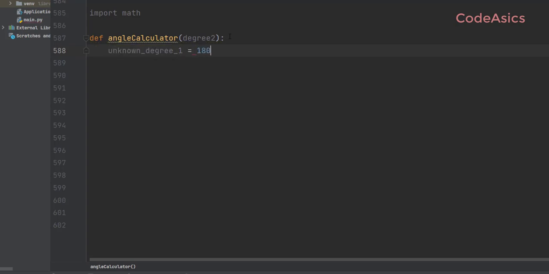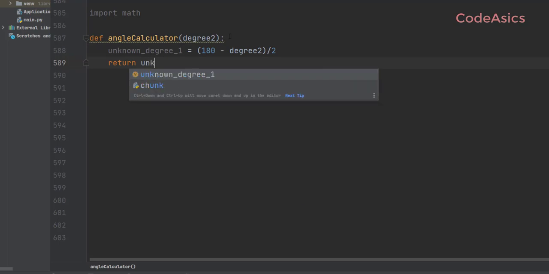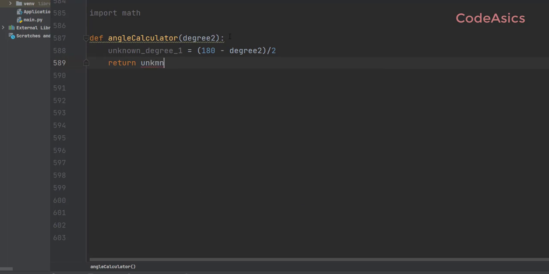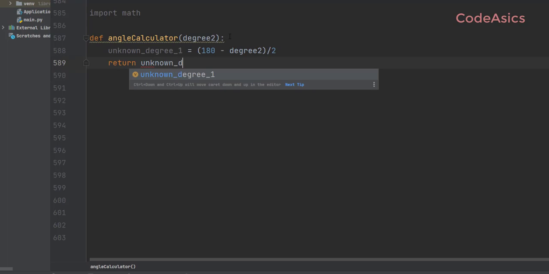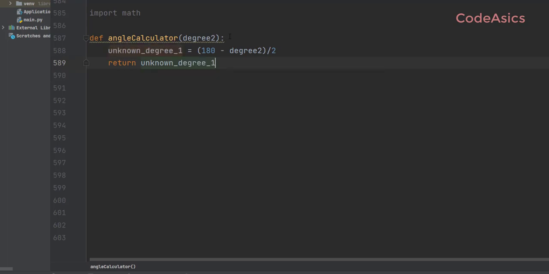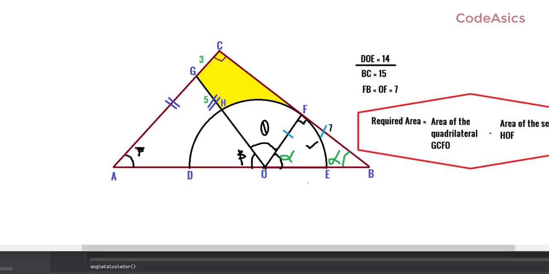unknown_degree_1 is equal to 180 minus degree_2 divided by 2. And then I'm going to say return unknown_degree_1. Okay, so what am I doing here? We are actually getting the value of alpha that you see here. This value will be obtained.